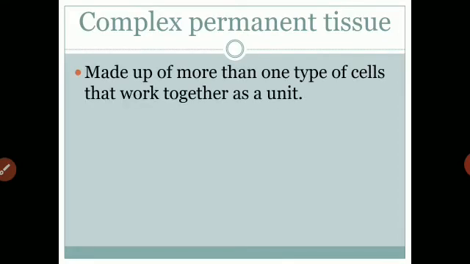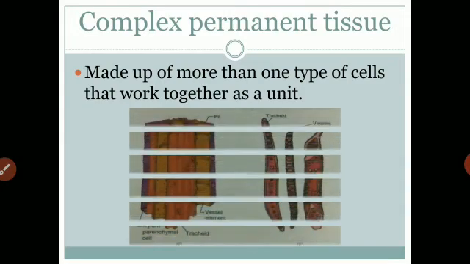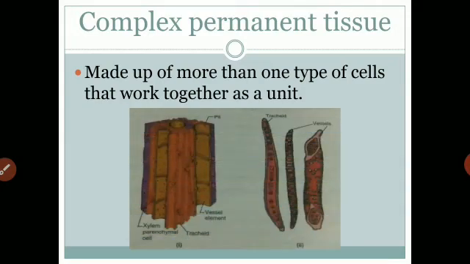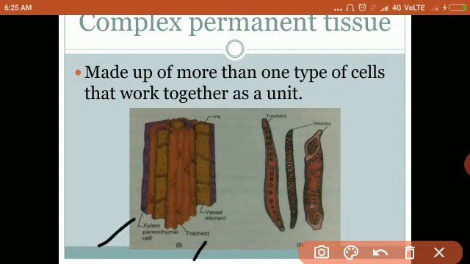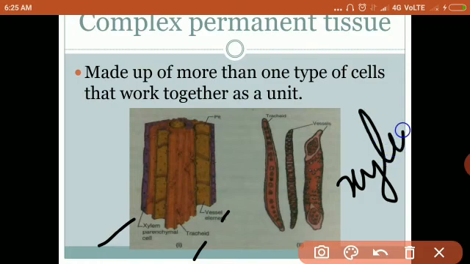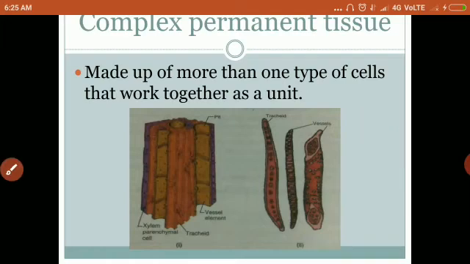Okay, next we will see complex permanent tissue. You know what are complex? I have already told you in the last video that they have more than one type of cells that work together as a unit. Let us see this picture of xylem. Xylem has four different types of cells in it. This picture shows you the different types of cells in xylem. They combine and form a unit which is called xylem, which is responsible for transport of water in plants, and they work together as a unit. So xylem is a complex permanent tissue.